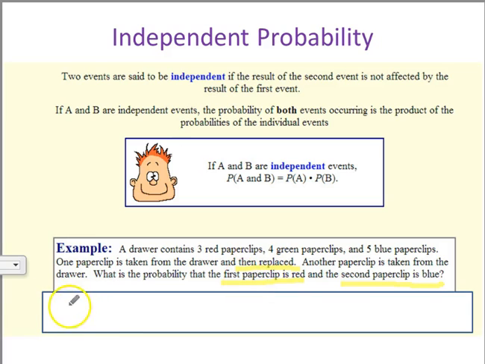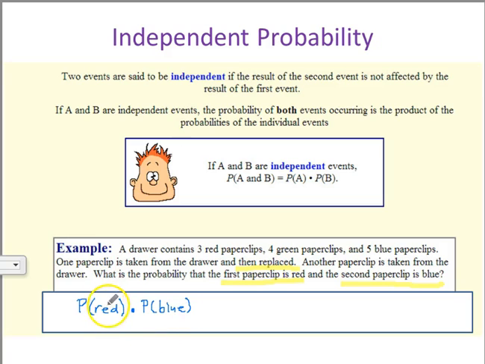So what we want to do to figure out the overall probability is find the probability of reaching in and grabbing a red paper clip. Then we're going to multiply that times the probability of reaching in and grabbing a blue paper clip. So we're going to treat these one at a time and then multiply them together.